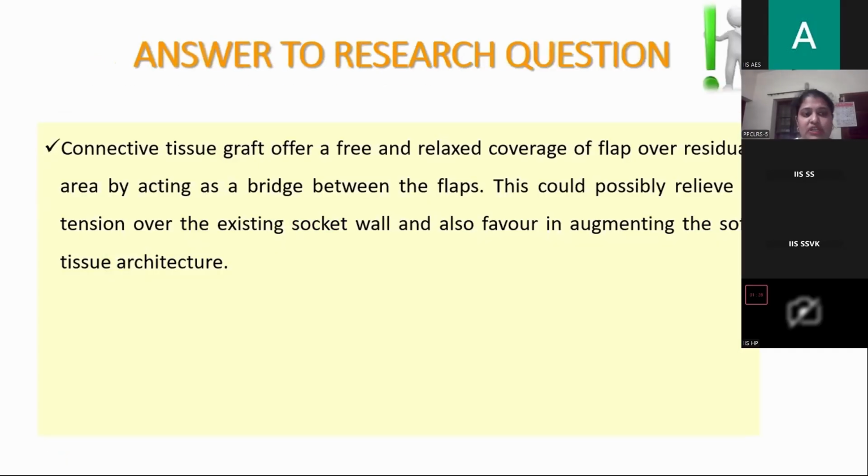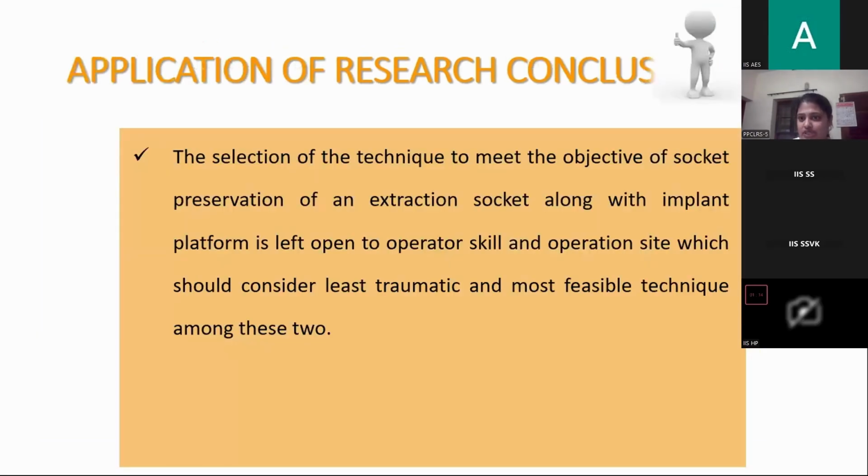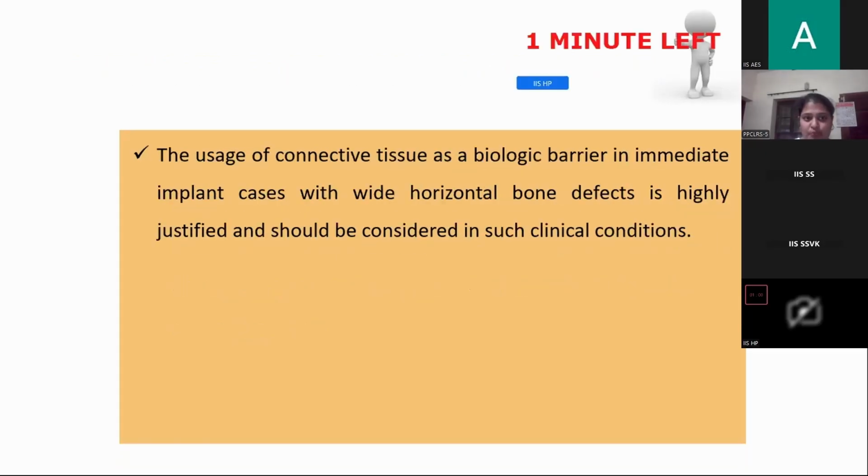The answer to the research question was: connective tissue graft offers a free and relaxed coverage of the flap over the area, acting as a bridge between the flaps that could possibly relieve the tension over the existing socket wall and also favor augmenting the tissue architecture. Application of research conclusion: the selection of technique for socket preservation of an extraction socket along with an immediate implant platform is left open to the operator's skill and operation site, which should consider the least traumatic and most feasible technique among these 2. So the use of connective tissue graft as a biological membrane in immediate implant cases with wide horizontal bone defect is highly justified and should be considered in such clinical conditions. These are my references. Thank you.